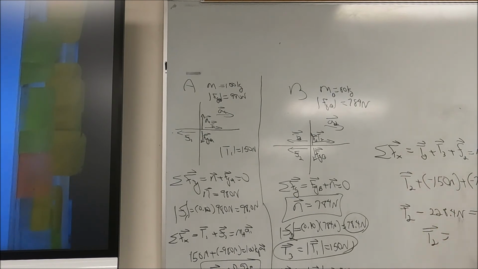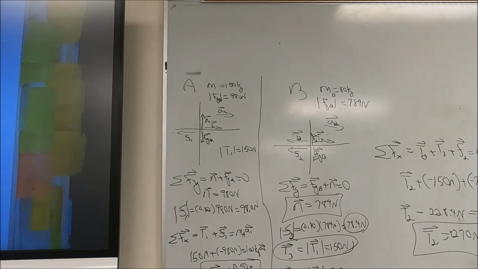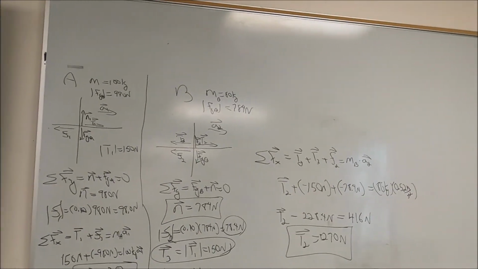So adding over, I get 270 newtons. And it's positive, which is what we expected because we expect things to be moving in the positive direction, and I would have to have a net force in the positive direction. T2's got to be in the positive. Okay, make sure that you can see all of that.